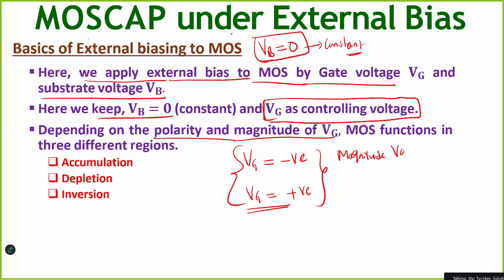Magnitude means what? Value. So depending on this, it will be operated in three different regions. What are those? Accumulation region, depletion region, and inversion region. So we'll discuss all these three regions in detail.